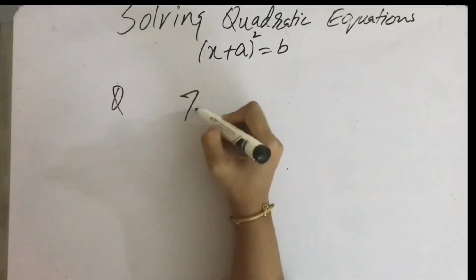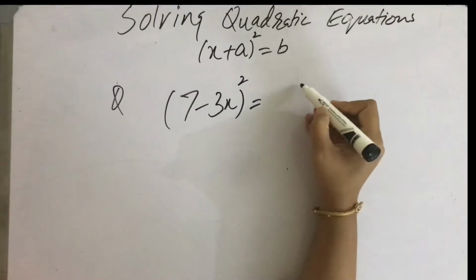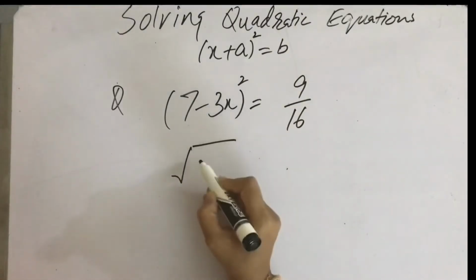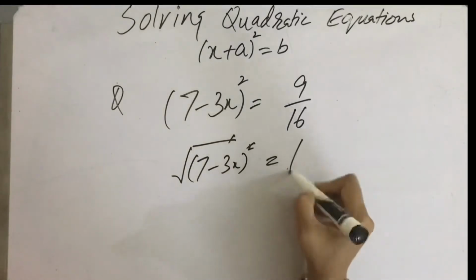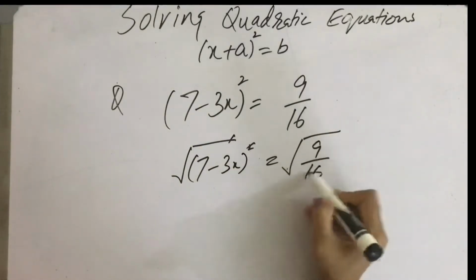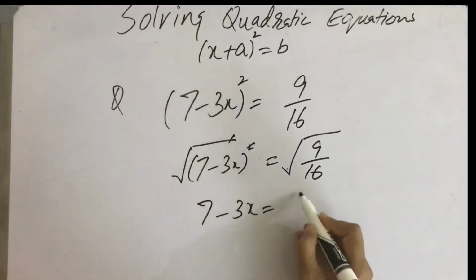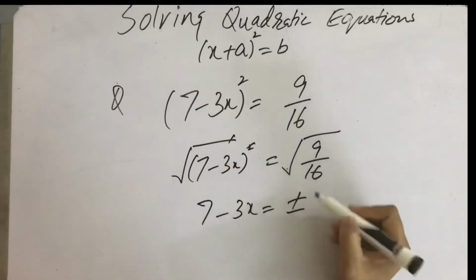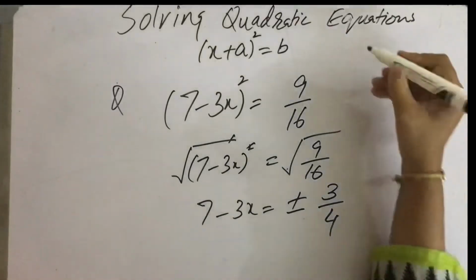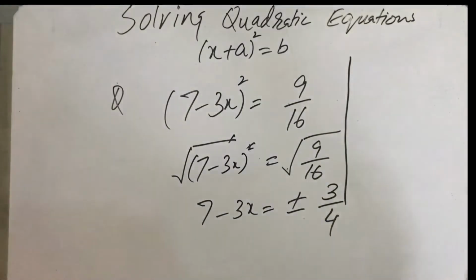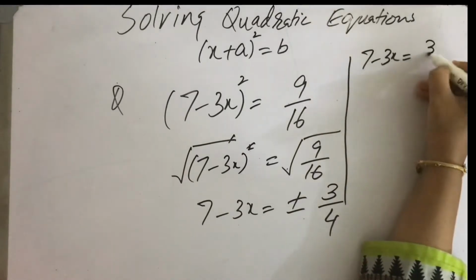This is (7 minus 3x) square equal to 9 over 16. So when we shall take the square root of (7 minus 3x) square, we shall have the square root of 9 over 16, and we will be having 7 minus 3x equals to plus minus. We shall always take two numbers here, one positive and the other is negative. So when we shall solve it, 7 minus 3x equal to positive 3 over 4.